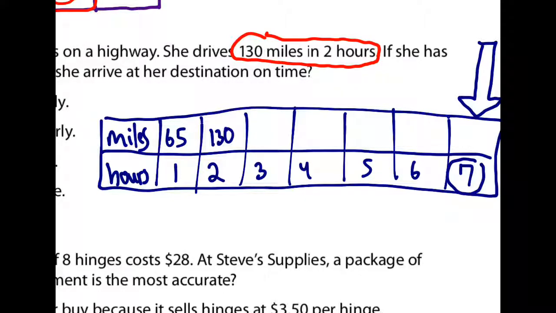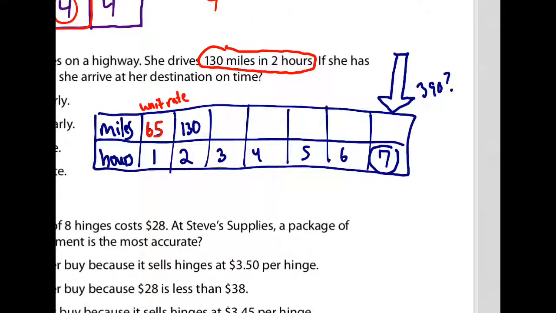Now, I'm going to highlight the 65 in red because that is our unit rate. She's going 65 miles per hour. So that means I can just multiply the number of hours by 65 to get any of my numbers. So I'm going to fill in the rest of the table. So if I do 3 times 65, I get 195. If I do 4 times 65, I get 260. If I do 5 times 65, I get 325. If I do 6 times 65, I get 390.